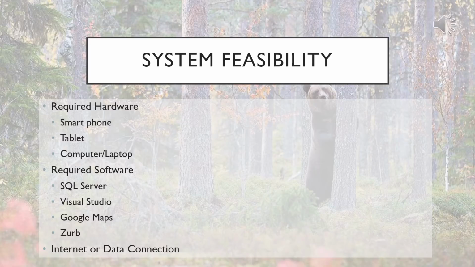Now I'm going to discuss the system feasibility of our application, Critter Submitter. Critter Submitter is a mobile application, therefore it will need a smartphone to run the application. The project will be built using 4 different types of software on a computer. This software includes SQL Server, which will be used to create a database, Visual Studio, which will be used to program the application, connect it with the database and the web page. Google Maps will be used as the working map of the application, and Zerb will be used to design the web page. Since the application will be using Google Maps and have users inputting data online, a connection to the internet or data will be required.